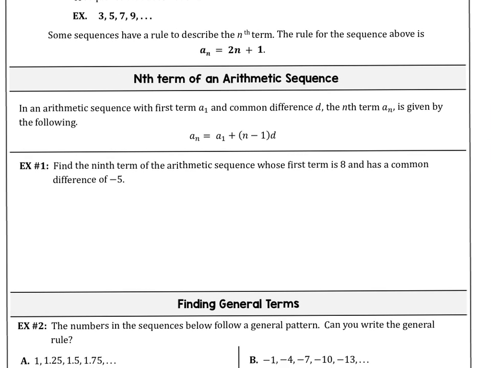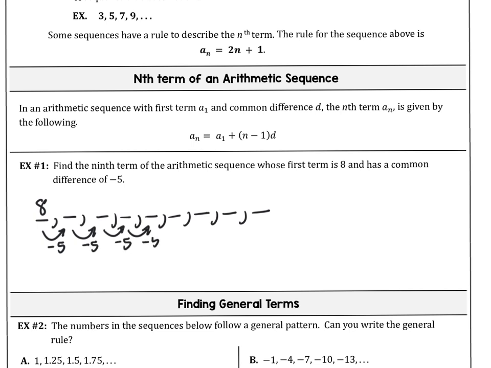Notice on example 1 where it says, find the ninth term of the arithmetic sequence whose first term is 8 and has a common difference of -5. That means we're starting with 8, and then we want to find the ninth term. So 1, 2, 3, 4, 5, 6, 7, 8, 9. Okay, so we want that term. And every time we have a common difference of -5, so every time we have to subtract 5 to get to the next term.